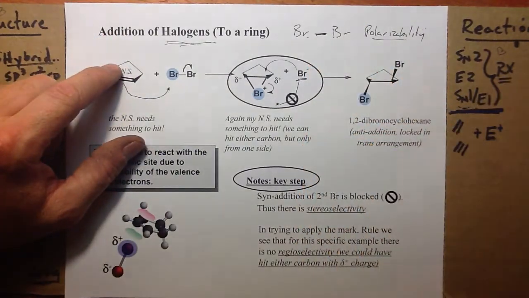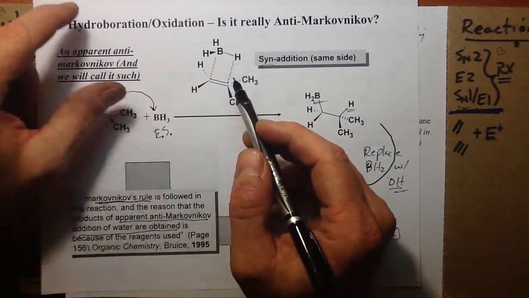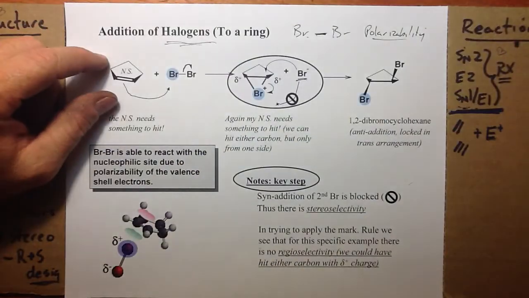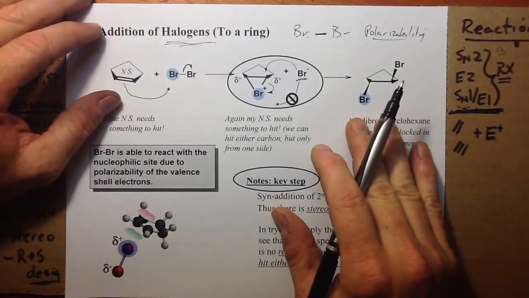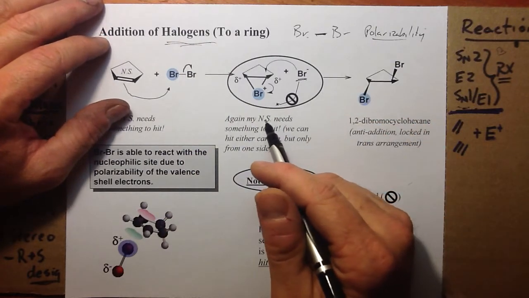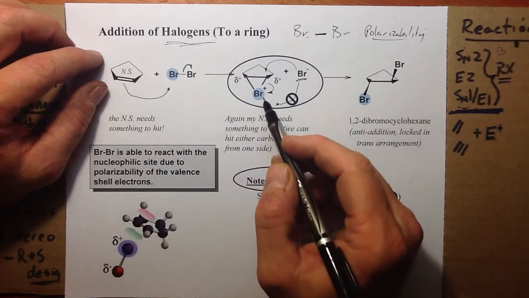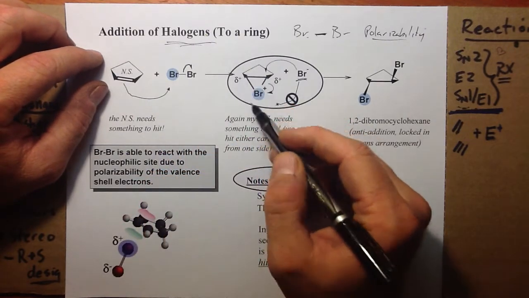We didn't have one with BH3 because of the syn addition across the double bond in a single step, and we don't have one here, so no chance for a rearrangement for this one. Just like with hydroboration, we do not have a carbocation. As we make this attack, a halonium ion is formed.